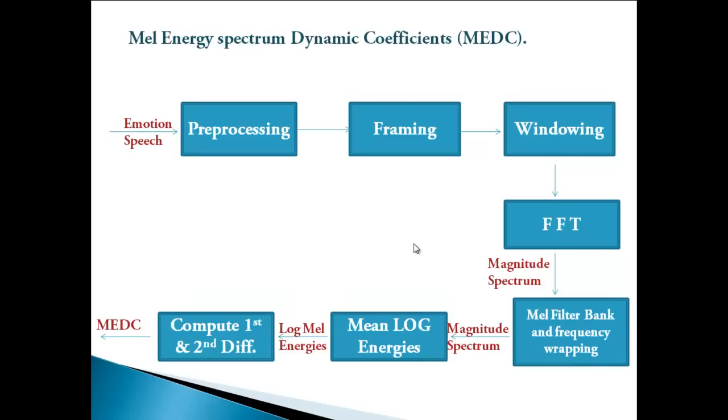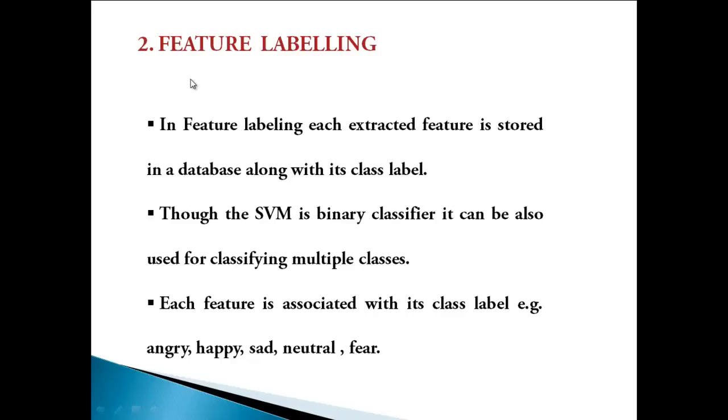The next is the Mel energy spectral dynamic coefficients. The same process happens, except the last two steps are changed, and they involve mean log energies. Here, instead of calculating frequencies, we calculate the energies, and we try to differentiate so as to get the maximum frequency and energies out of this. From this we extract the MEDC values. Now we are done with extraction.